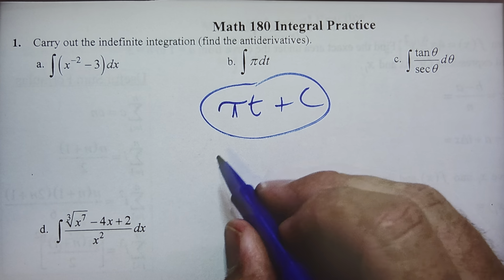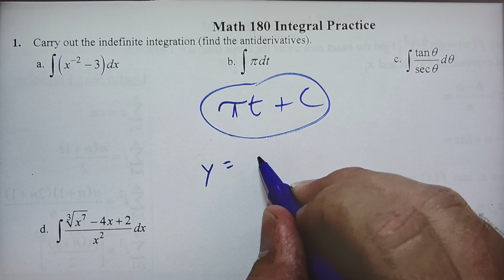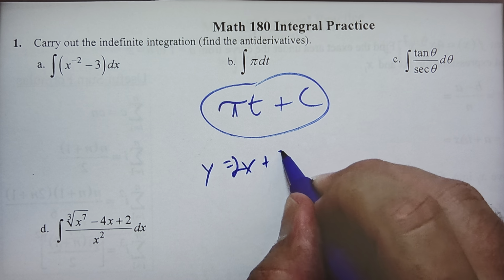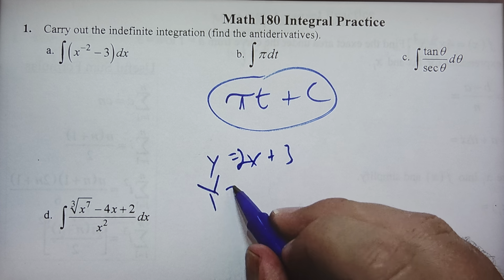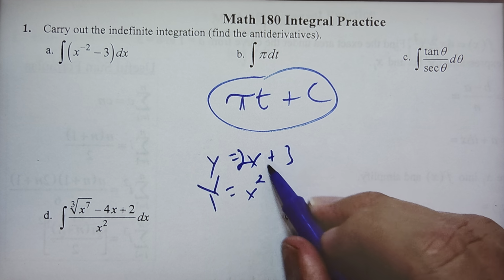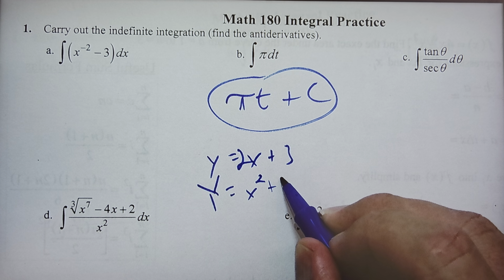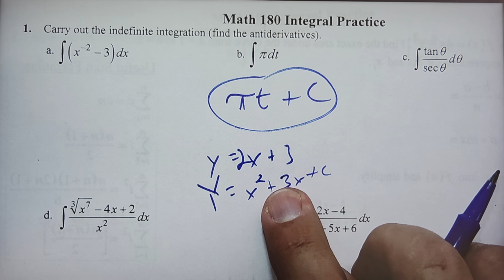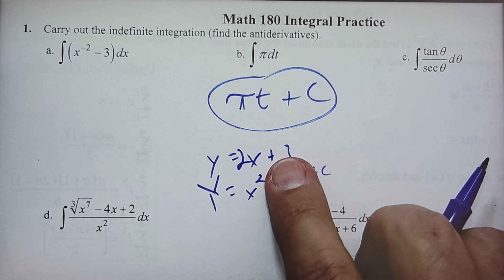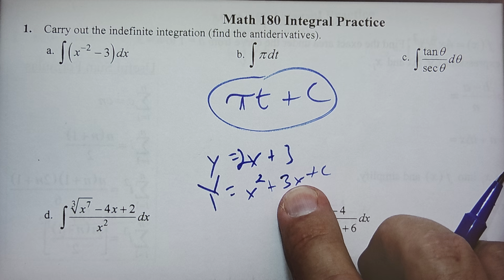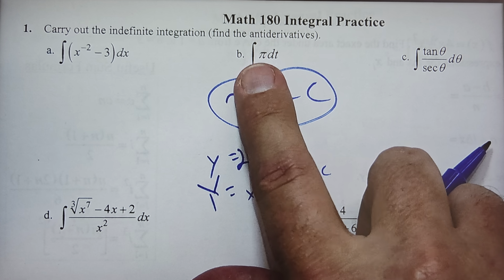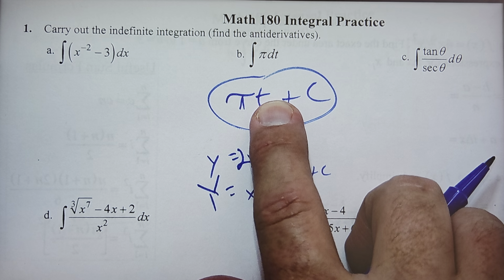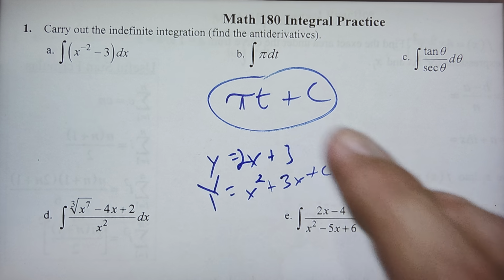Real quick, you guys know this. If I said what's the antiderivative of 2x plus 3? X squared plus 3x plus C. Yes, 3x, because there was an x. If I put a 7 there, wouldn't this be 7x? Yeah. If I put 11, that'd be 11x. If I put negative 128, that'd be negative 128x. If I put pi, it's pi times the variable. You guys with me?